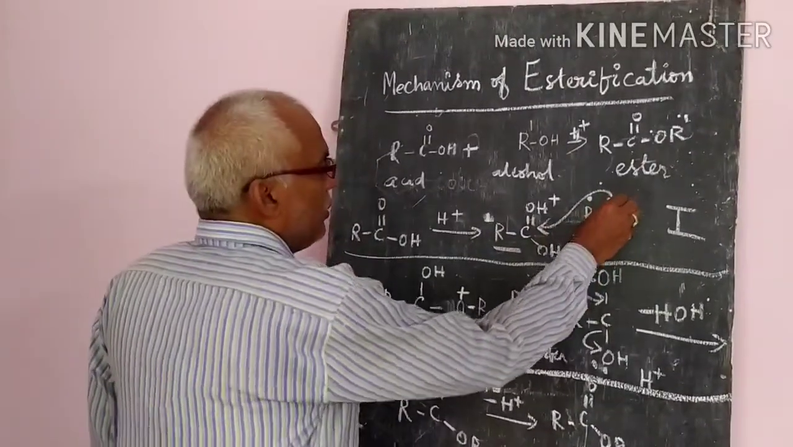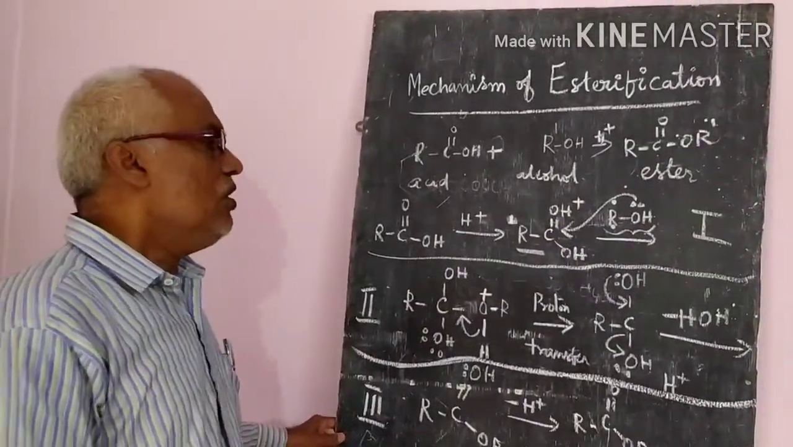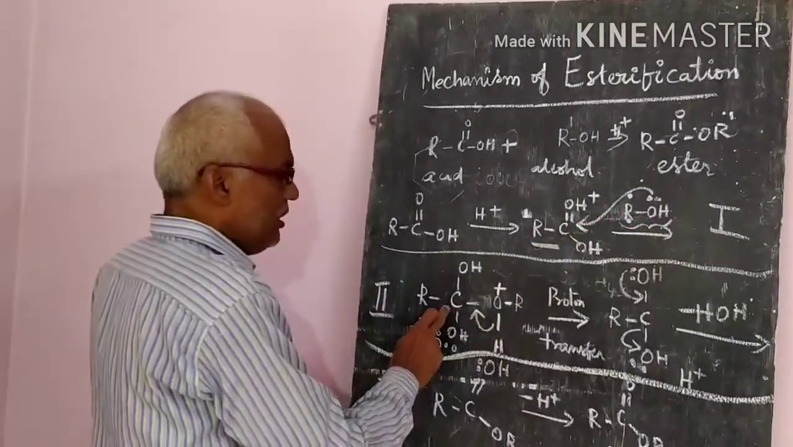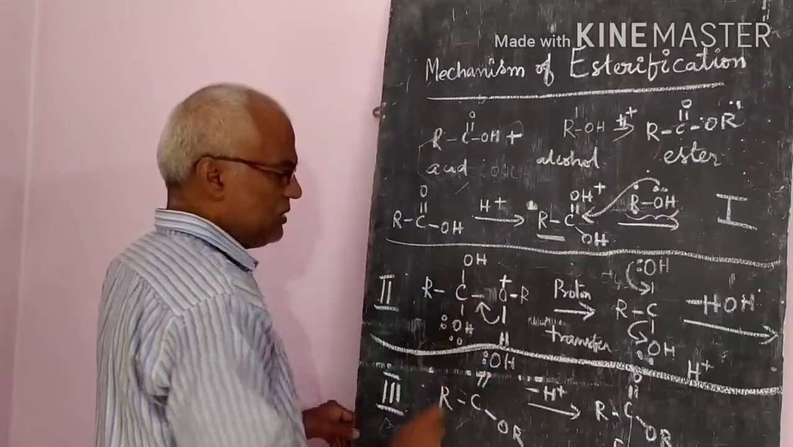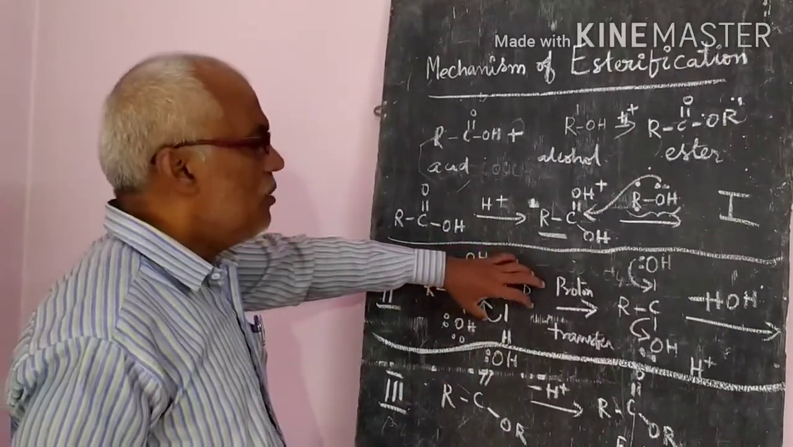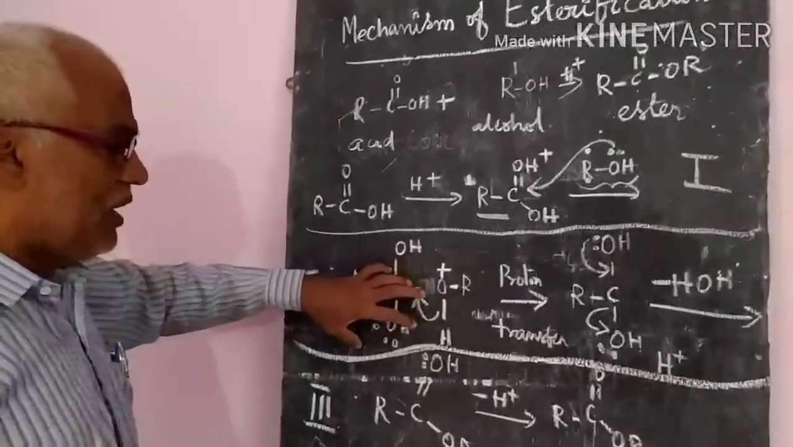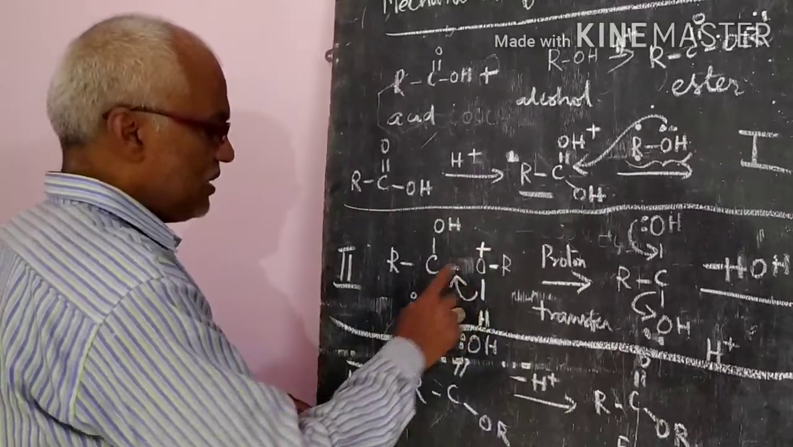Then, after proton transfer, the alcohol molecule comes in, and a nucleophilic substitution reaction takes place. The nucleophile comes and attacks the carbon and forms the intermediate compound. This is the tetrahedral intermediate. The tetrahedral intermediate is formed, with RO plus and this group.